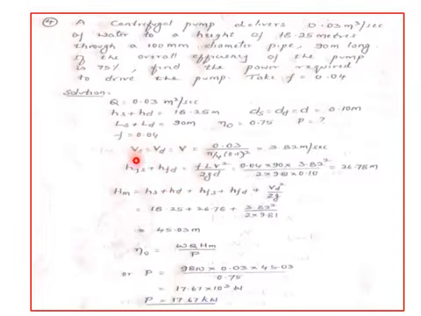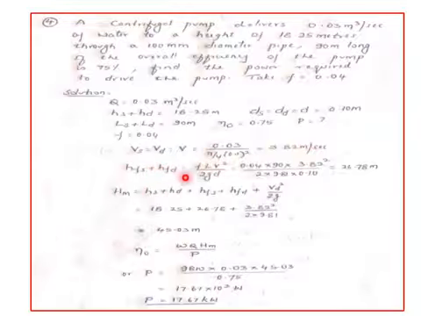But the velocity in the suction pipe as well as the velocity in the delivery pipe are the same, so it can be calculated by discharge divided by the area. Therefore the velocity in the suction as well as the delivery pipe is 3.82 meters per second. Now you can use the formula f l v square by 2 g d to calculate the total loss.